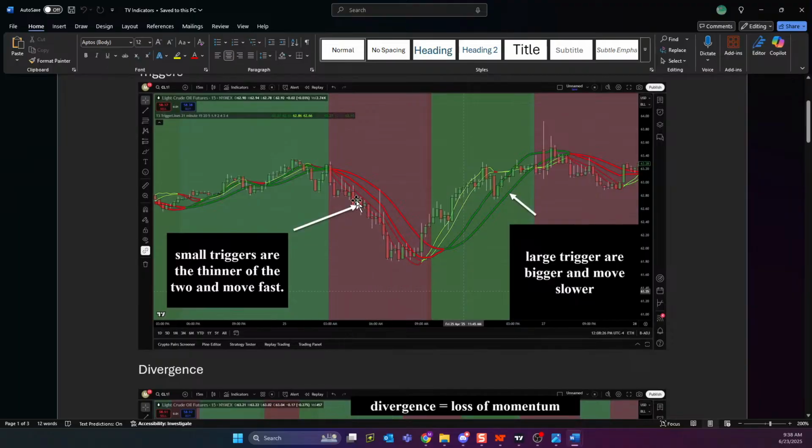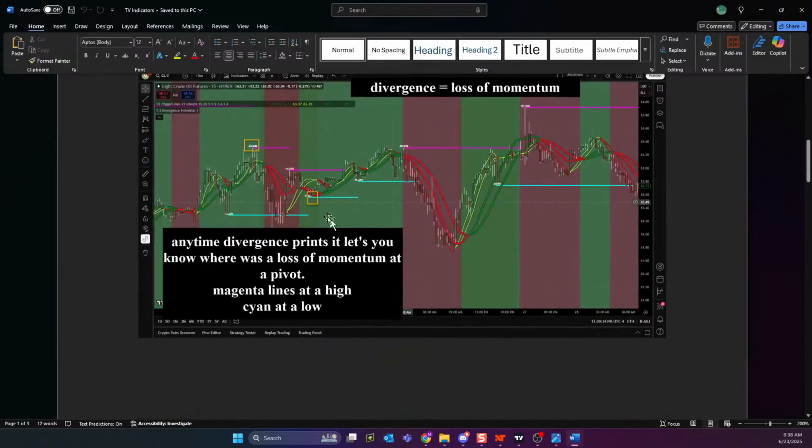You're going to see small triggers. These are solid lines. They're a fast moving average. You're going to see large triggers. These are a slower moving average. You're going to use these to define that momentum, that separation, define strength in the market. You're going to see divergence lines. So this is just a roadmap. I dropped it in the chat box for you. Divergence, these magenta lines from a high, cyan lines from a low, they just let you know that the market is losing momentum. And these lines can actually stop the market.